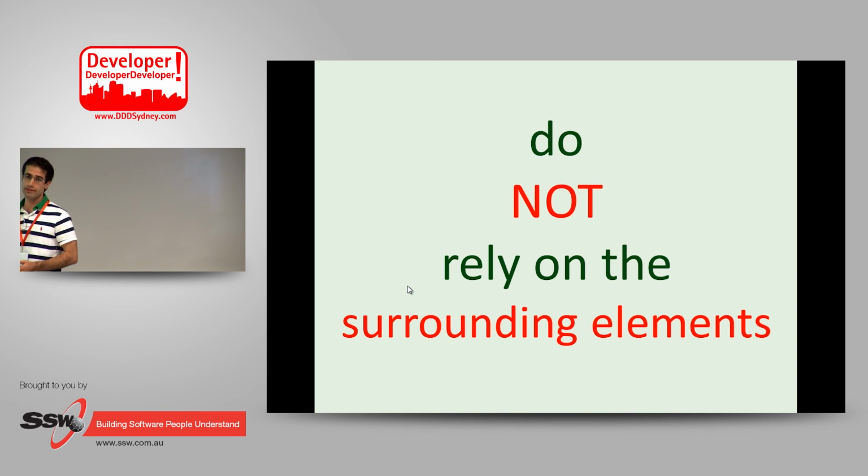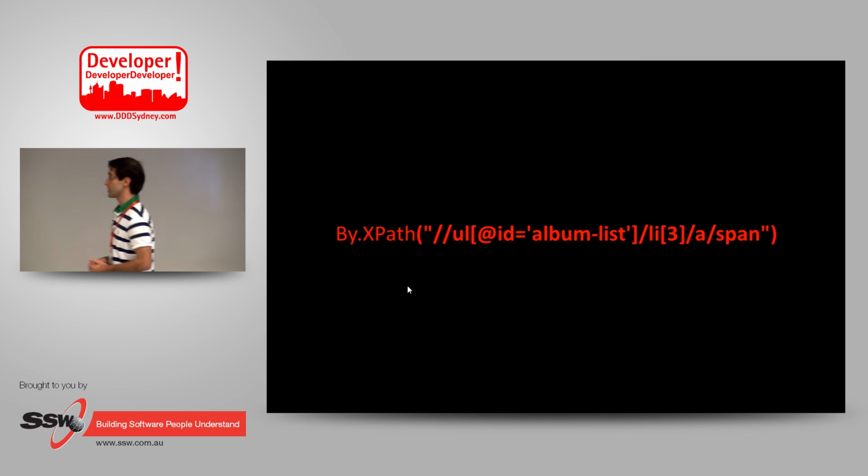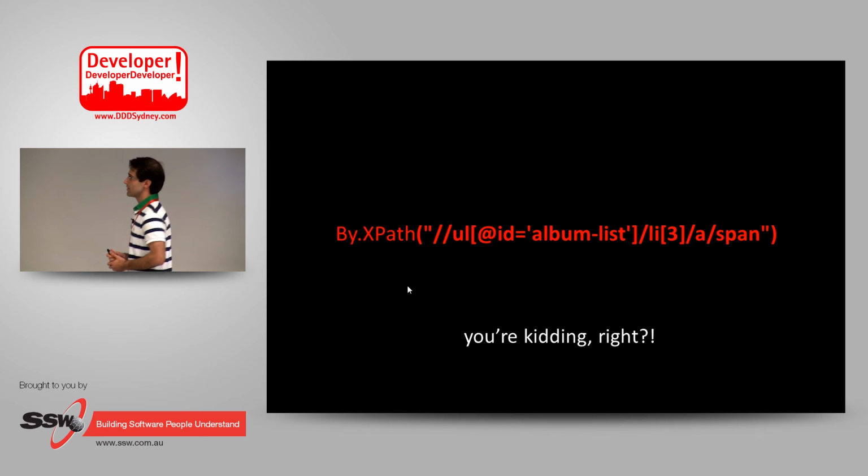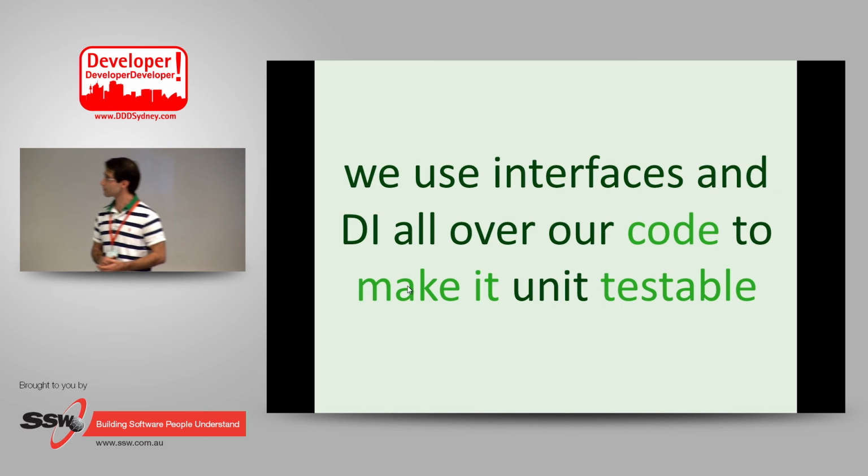Don't rely on the surrounding element of something to say that that element exists, exactly for the same reason. So XPath is a very good example of that, and I've seen things like this a lot. This is just bad. This is going to break.